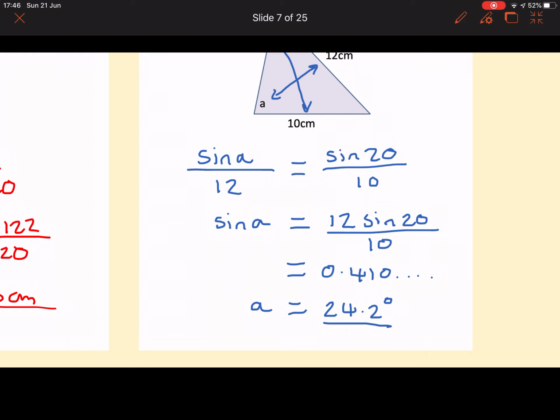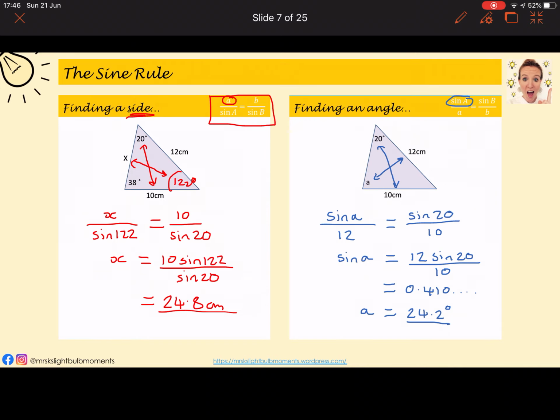Which seems more reasonable as a degree. Okay, so exactly the same process, it's just with the angle one we had to do inverse sine at the end because we were finding an angle. Are you okay with that? I quite like the sine rule, it's quite a nice one to work out, and it's just spotting those pairs, which I think makes it a nice easy one to spot.